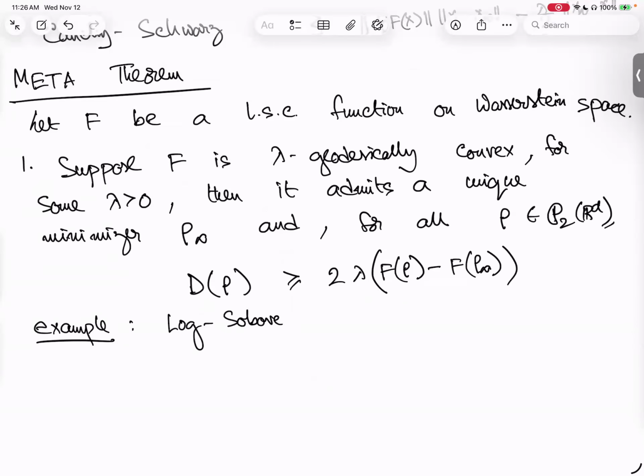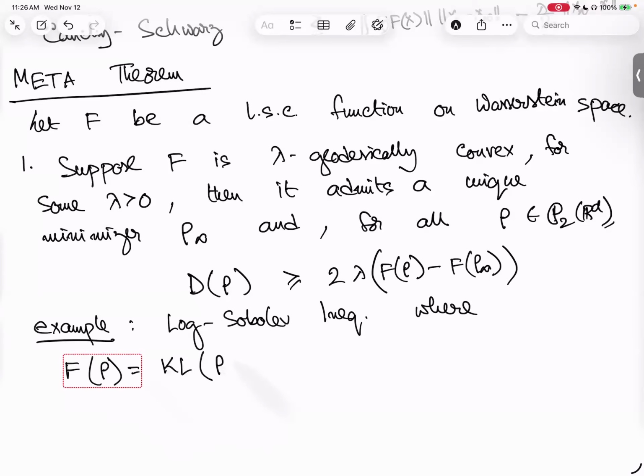Sobolev, where my function f of rho is my relative entropy, or Kullback-Leibler, of rho with respect to rho infinity, which is e to the power minus V for some V, which is uniformly convex.